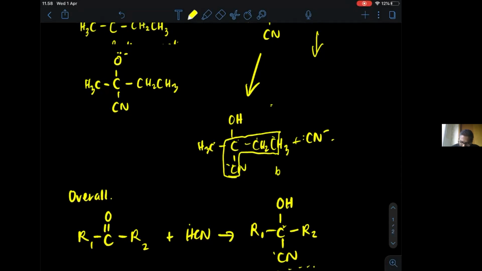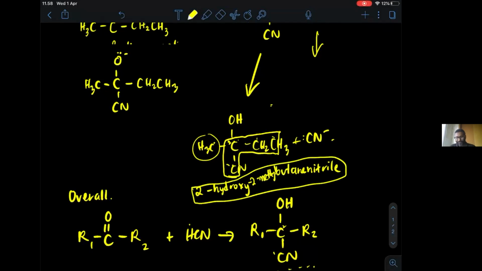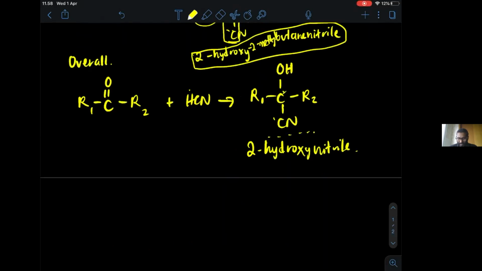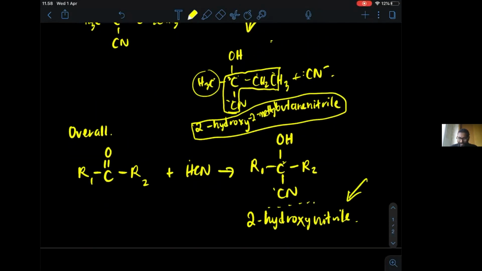So this one is butanenitrile. And then at position number 2, there's hydroxy. So this is 2-hydroxy. And do remember at position 2, there's a methyl group, so 2-methyl. Can you understand? This is how to name. Okay, the naming part, I don't want you to focus so much now. Do remember the compound will always be called hydroxynitrile, 2-hydroxynitrile. So the OH is always at position number 2.